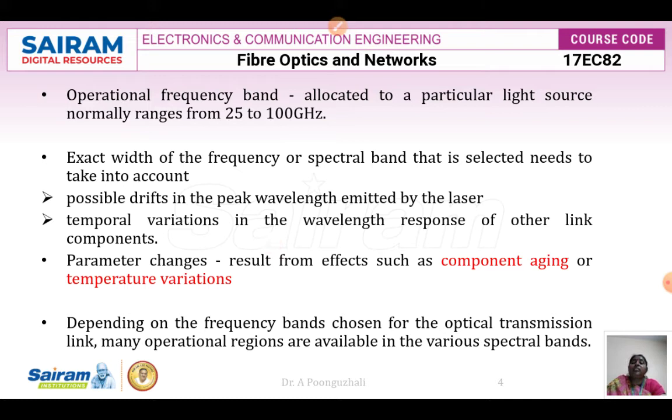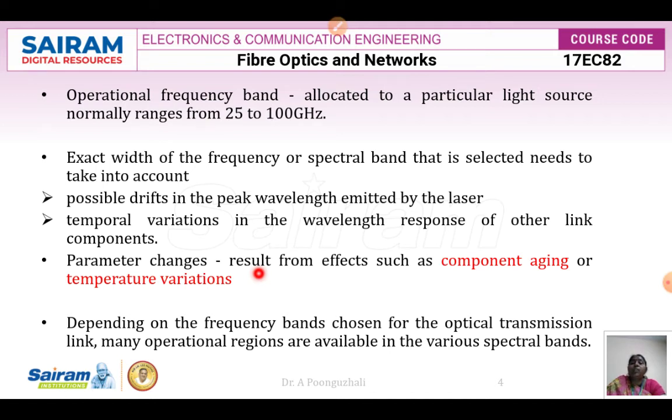Next is the temporal variations in the wavelength, the response of other link components. Next is the parameter changes. Here, the possible drift in the peak wavelength emitted by the laser should not interfere with the neighboring wavelength. So we should see what is the maximum drift that can be done by a particular laser.